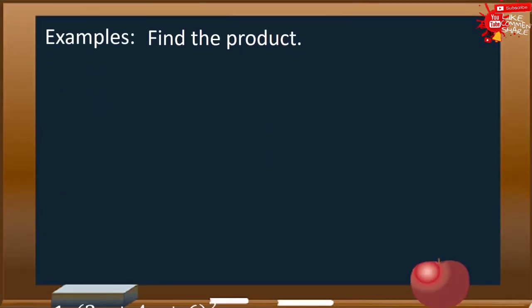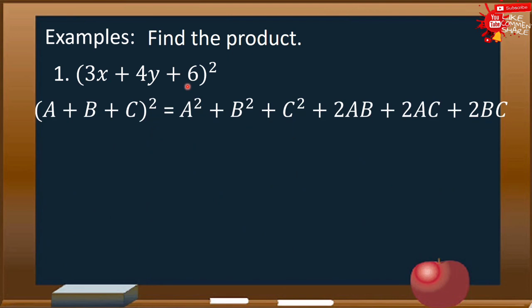Find the square of 3x plus 4y plus 6. We will use this formula: the square of a plus b plus c is equal to a squared plus b squared plus c squared plus 2ab plus 2ac plus 2bc. Then let us identify our a. We have here 3x, our b is 4y, and our c is 6. So we will substitute it into our formula.